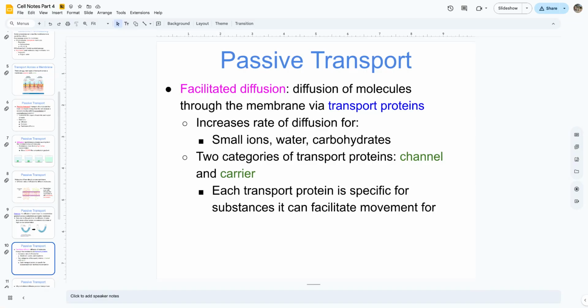And there's going to be two types. There's channel proteins and carrier proteins. We're about to talk about those. And each one is specific for each substance. We call them substrate specific, meaning for every molecule you have, it has to have its own specific protein channel.